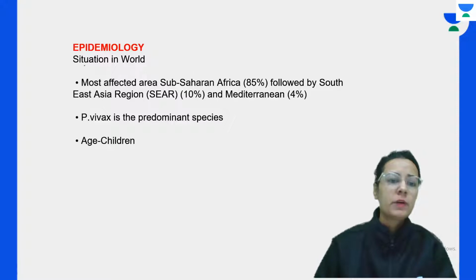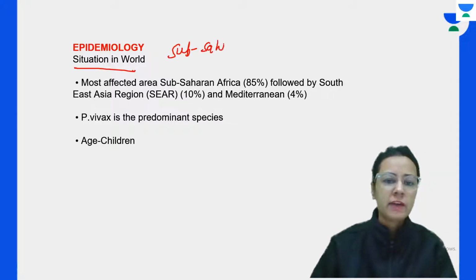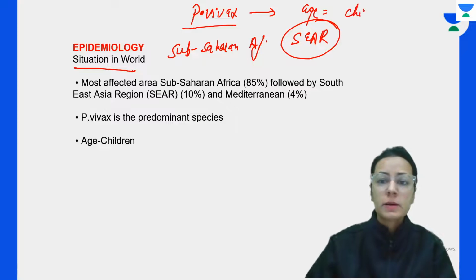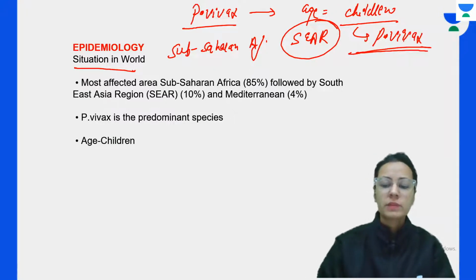Now, talking about the situation in the world, the most affected is sub-Saharan Africa, followed by the SEAR regions, and amongst all, vivax is the predominant, and the age group mainly affected in malaria are the children. So, children are mainly affected, and vivax is the main Plasmodium that is infecting.